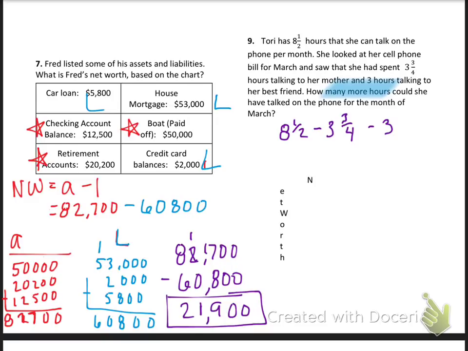mixed numbers. So we have 8 times 2 plus 1 is 17 over 2, minus 4 times 3 is 12, plus 3 is 15 over 4. We want a common denominator, so we can actually multiply this by 2, to get it to 4 to get a common denominator. So we have 34 over 4 minus 15 over 4. 34 over 4 minus 15 over 4 is 19 over 4.